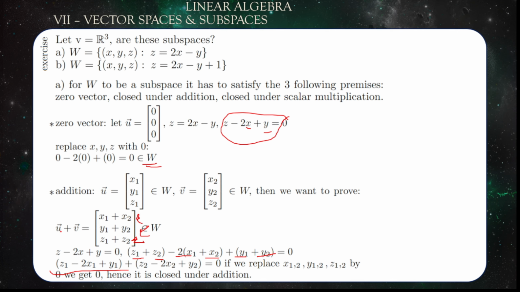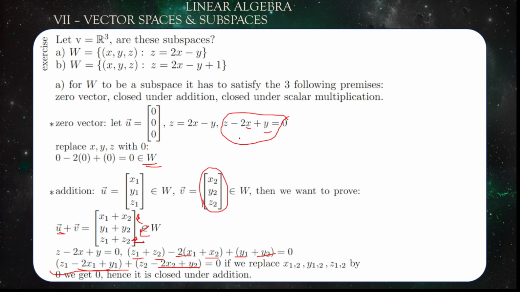You replace z1 minus 2x1 plus y1 with what? With u, and the second part by v, which corresponds to the coordinates of v. So you get u plus v is equal to 0. So you replace it, we get 0. Hence, it is closed under addition. Since u is equal to 0 and v is equal to 0, u plus v is also equal to 0.